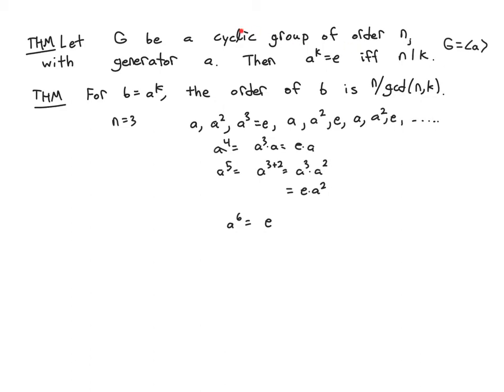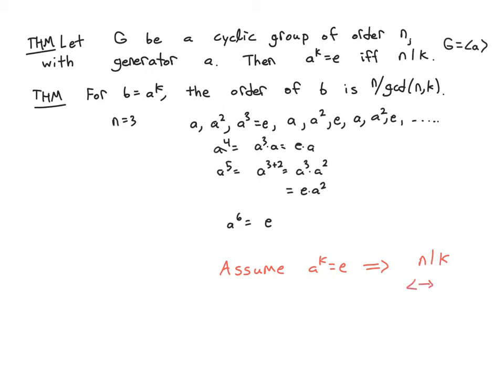Alright, so we want to prove this theorem. It's got an if and only if, which means we have to prove two different directions. Which means first we have to assume a to the k equals the identity. And what do we want to show? We want to show that k is actually a multiple of n.